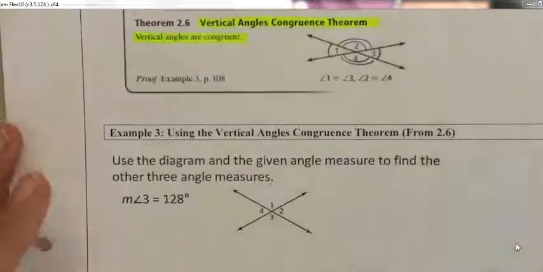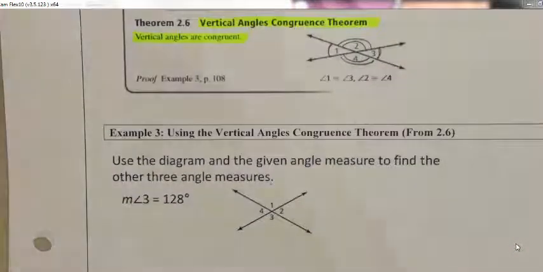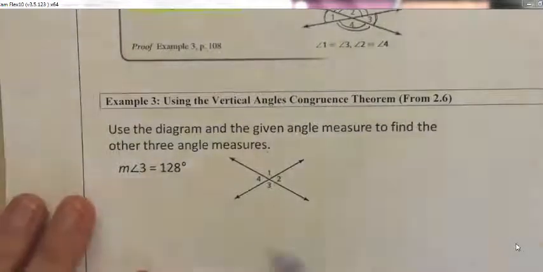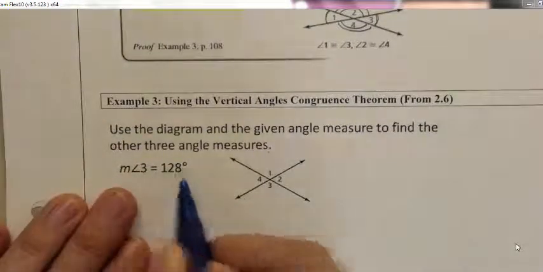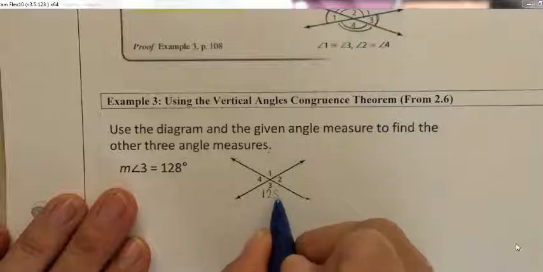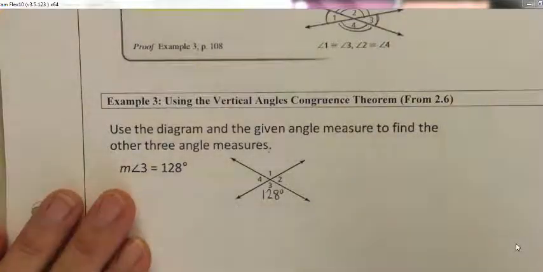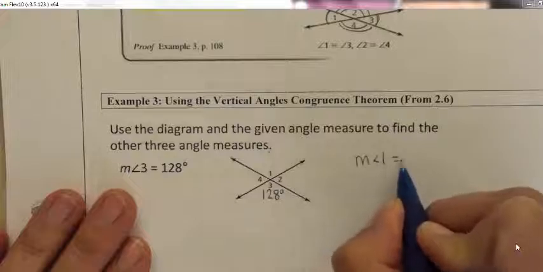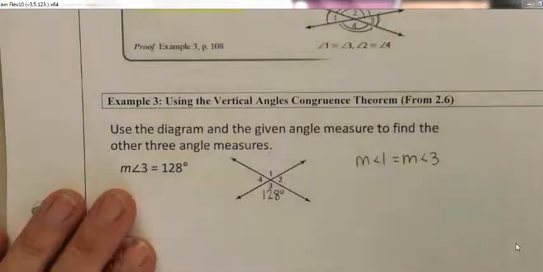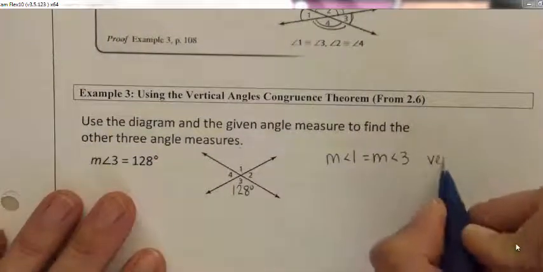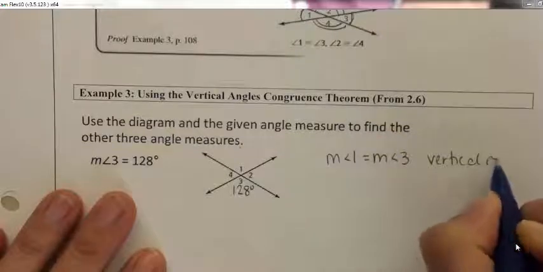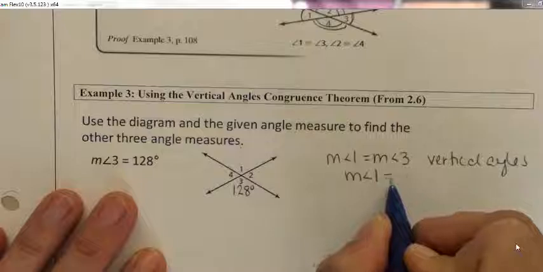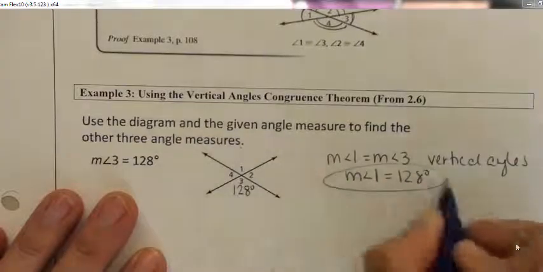Okay, so for example 3, we'll use the diagram and the given angle measure to find the other 3 angle measures. So I know that the measure of angle 3 is 128 degrees. Well, then what's the measure of angle 1? The measure of angle 1 is the same as the measure of angle 3 because they're vertical angles, right? So I know that the measure of angle 1 is also going to be 128 degrees.